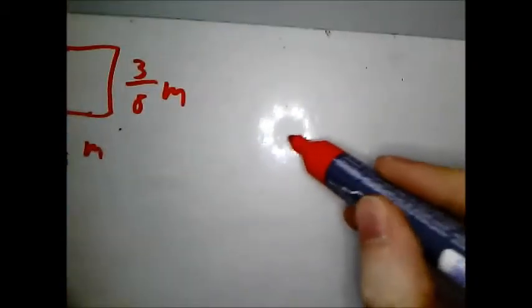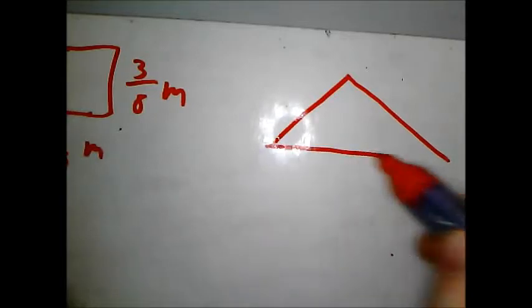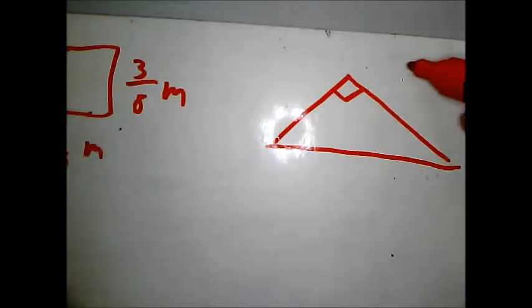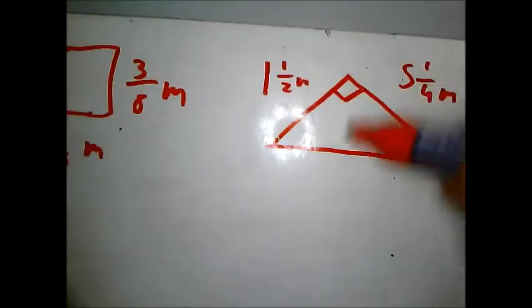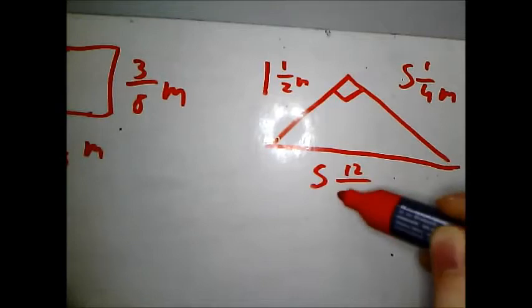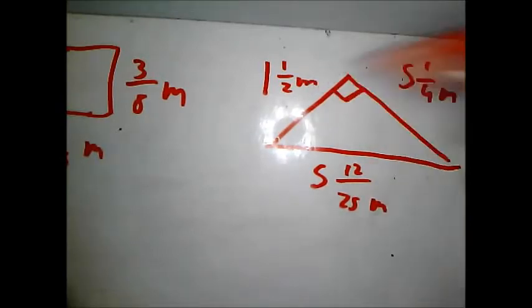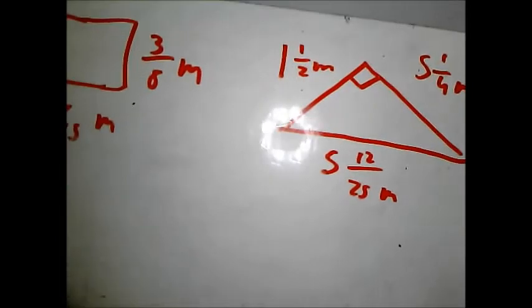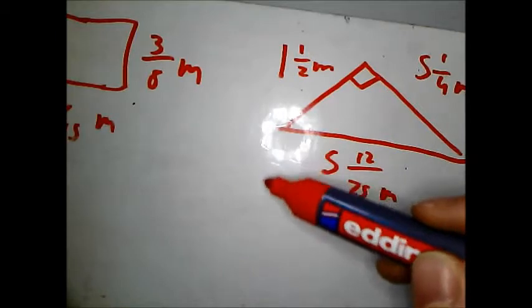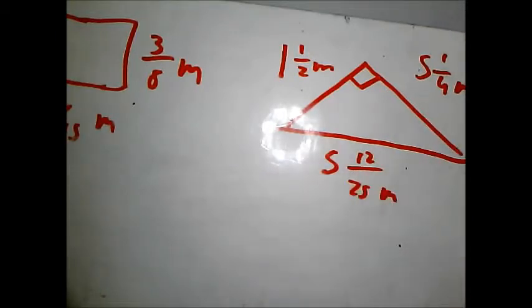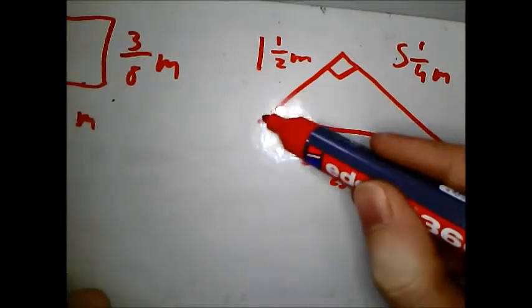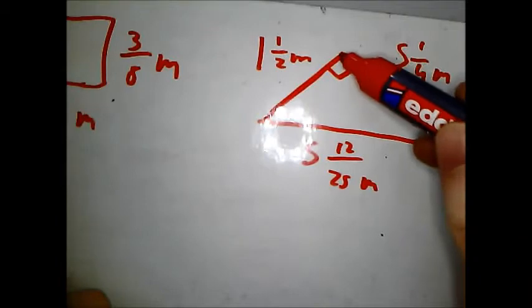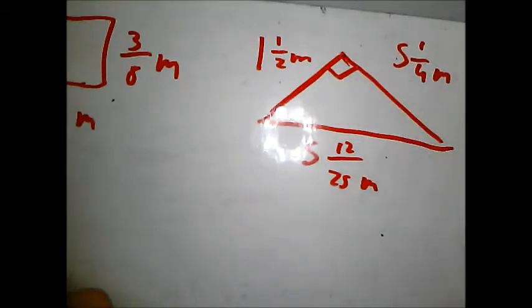And final question, I've got a triangle here of 5 1/4 meters, 1 1/2 meters, and 5 12/25 meters. Now this one's not easy. Okay, so first I'm going to remember that to find the area of a triangle, it's the base times the perpendicular height divided by 2. Okay, so I'm looking for the two sides that are right angles to each other. So that's this one here and this one here, because these are at right angles to each other.